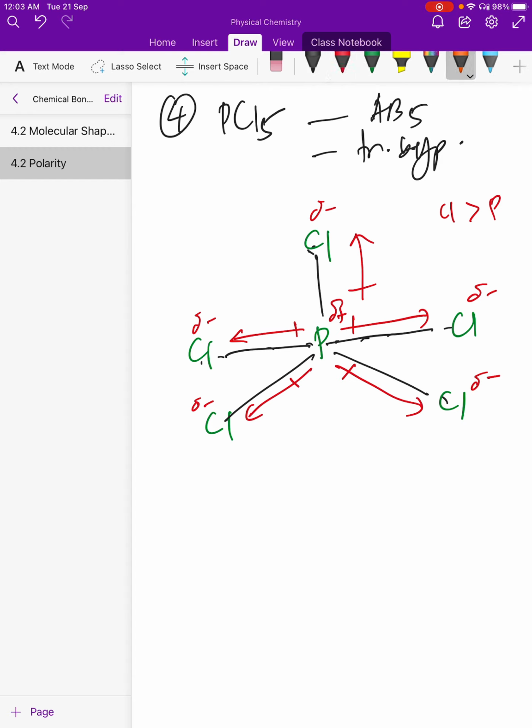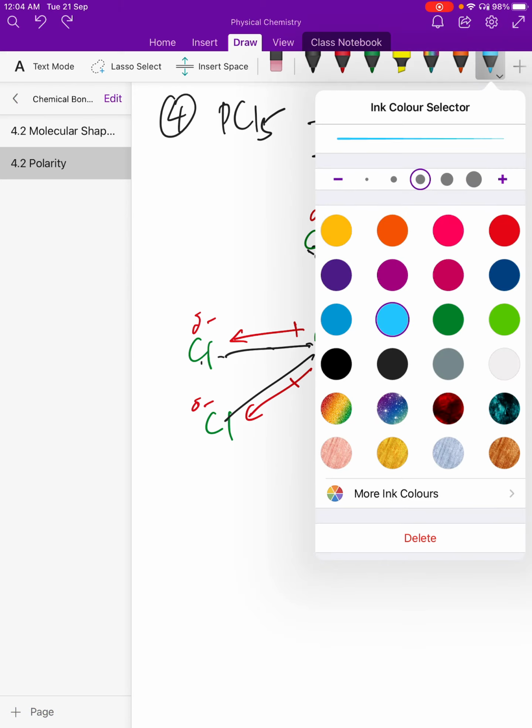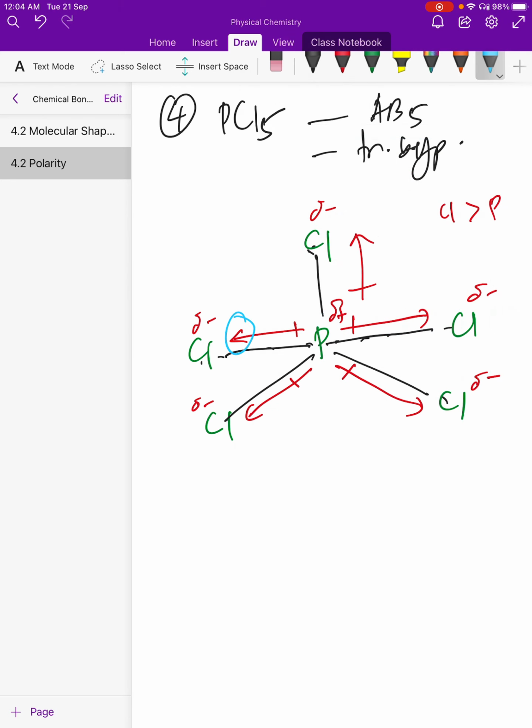Okay, so we can check here. This is moving towards the left hand side, and this is moving towards the right hand side. That means these two can be cancelled. This is moving upwards, and these two are moving downwards. So that means these can be cancelled as well. So all the bond dipoles can be cancelled with each other.